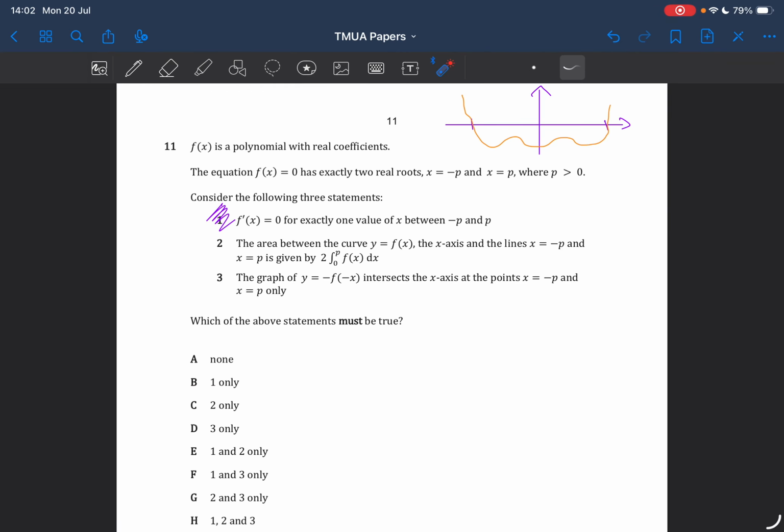The area between the curve, the x-axis and the lines, the area under there, is given by this thing. An easy way to see it: this thing is equal to the integral there, not the area. So this is underneath the curve, yeah? It's going to be negative. Area is always positive. So, no, they're making stuff up.